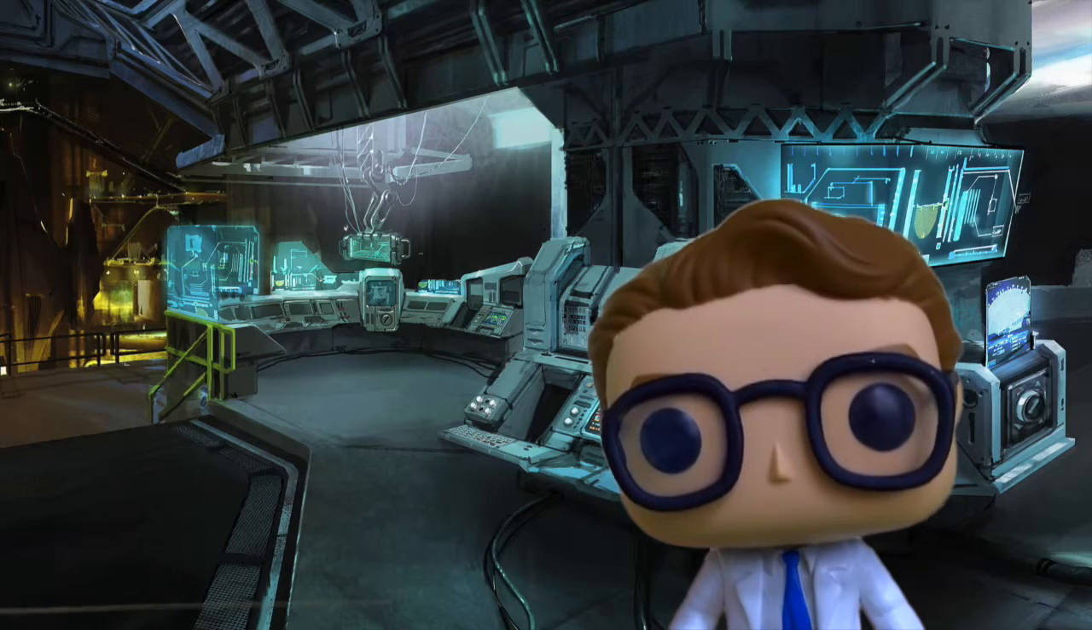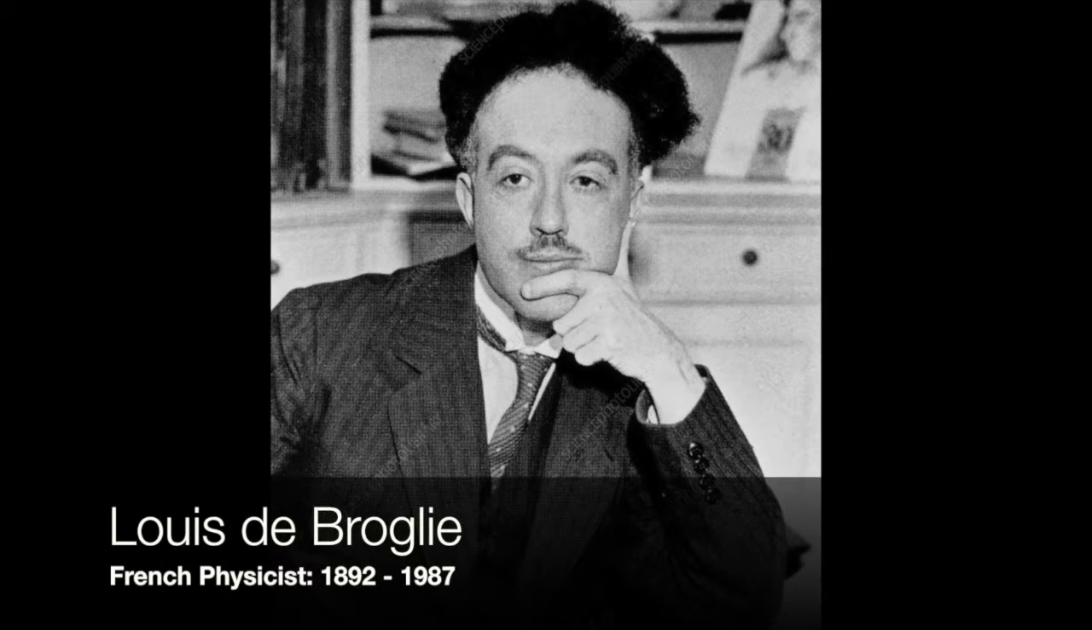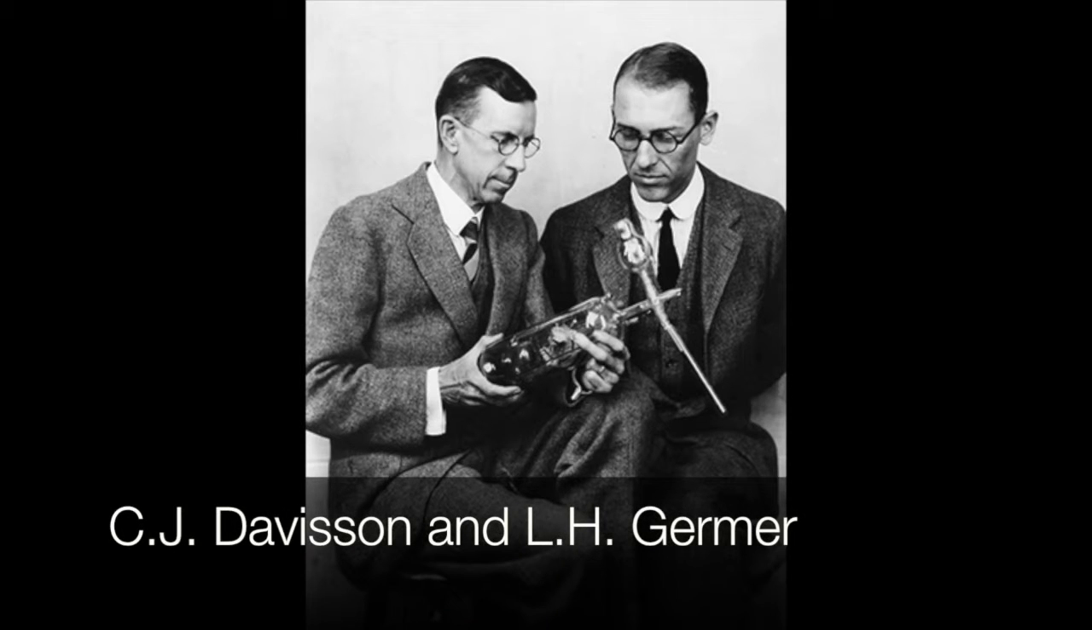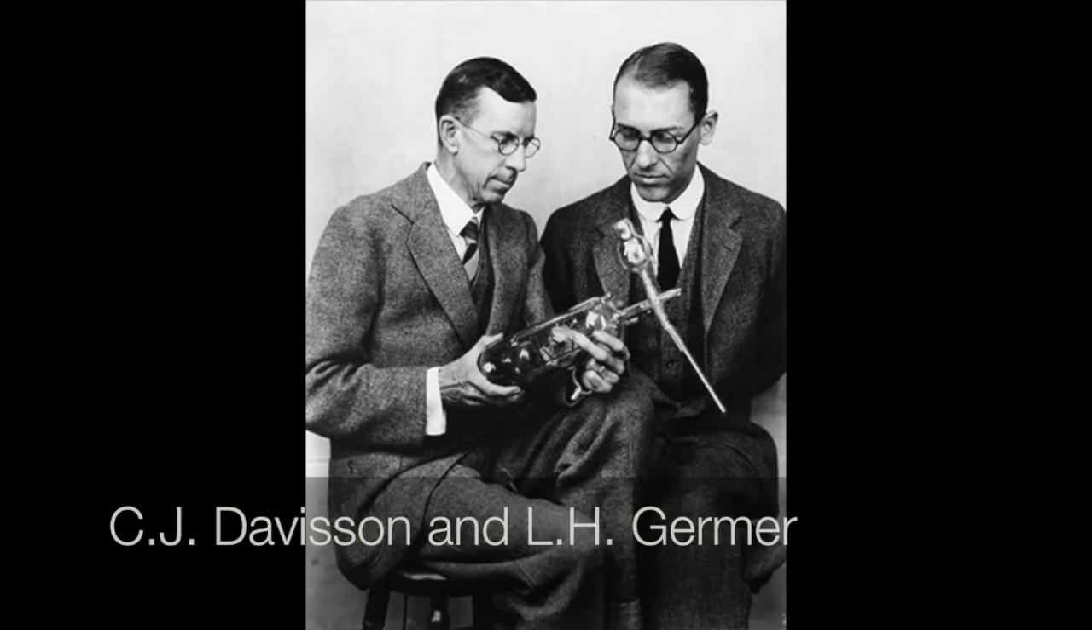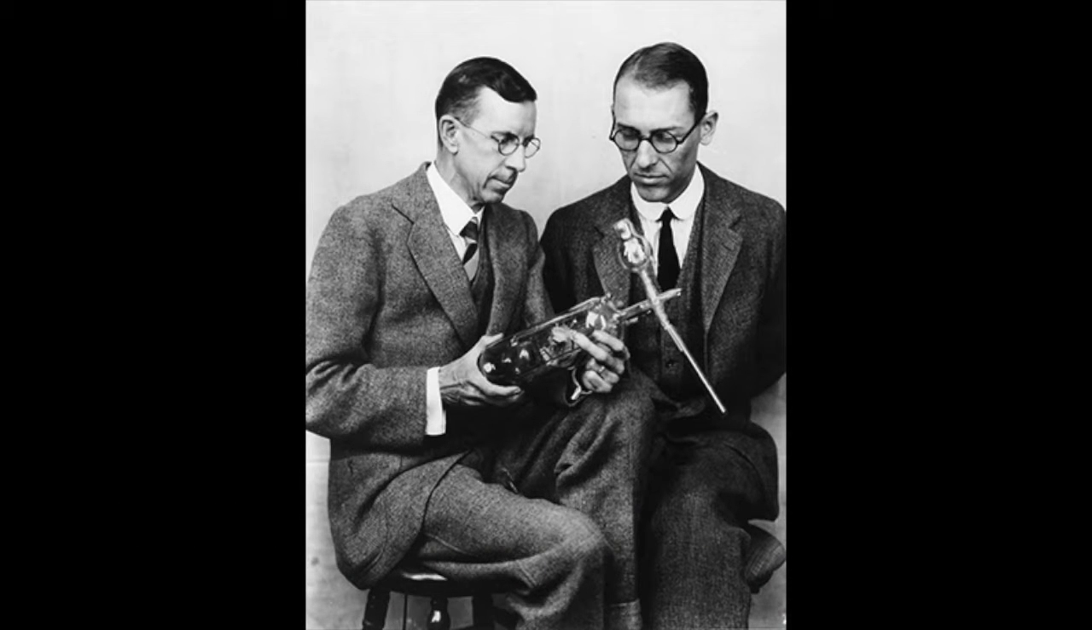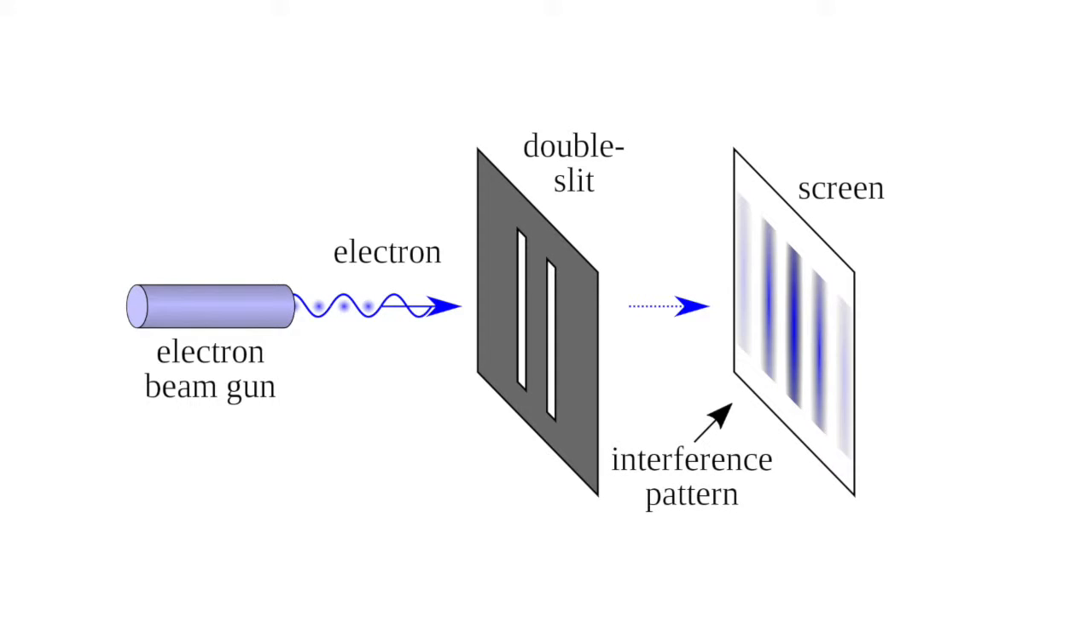But it didn't stop there. Later, de Broglie proposed that matter would also exhibit the wave-particle duality the same way that light does. De Broglie's hypothesis was later confirmed by Davisson and Germer, who performed a modern version of Young's double-slit experiment, this time using an electron beam instead of light.